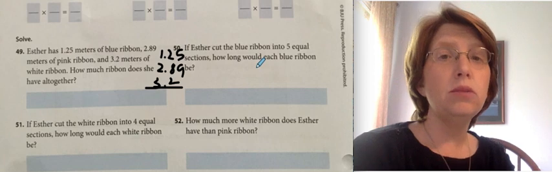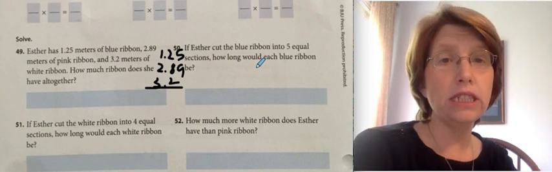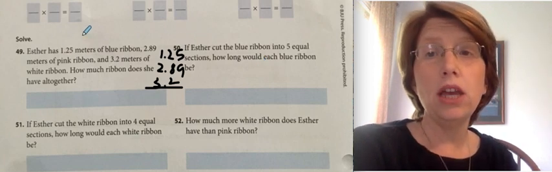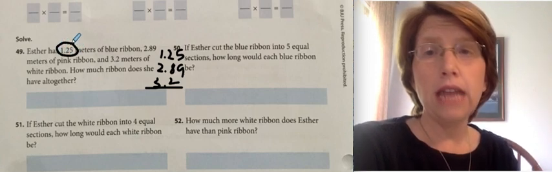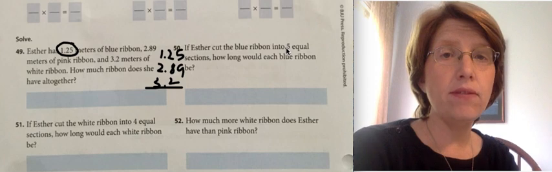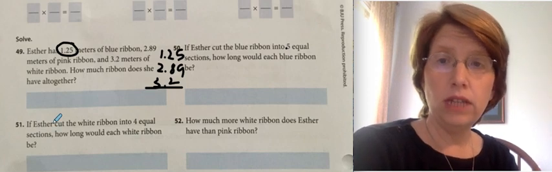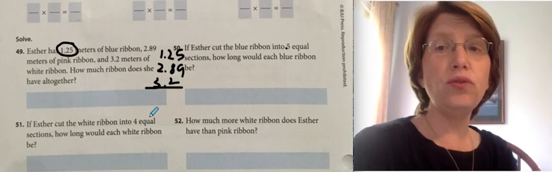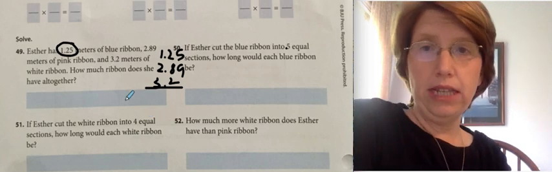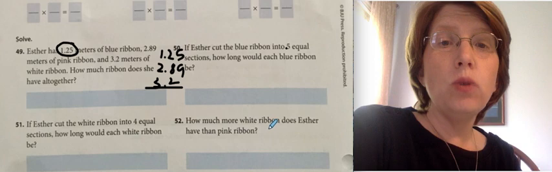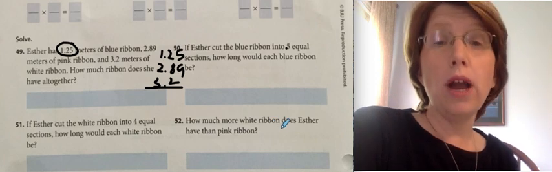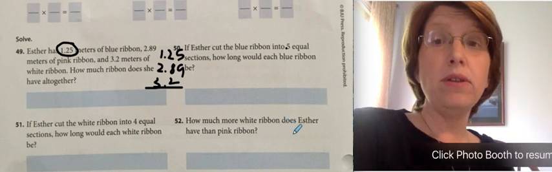If Esther cut the blue ribbon into 5 equal sections, how long would each blue ribbon be? So for this one, take the blue ribbon and divide it by 5. If Esther cut the white ribbon into 4, how long would each section be? So go to the white, cut it into 4. How much more white ribbon does Esther have than pink?